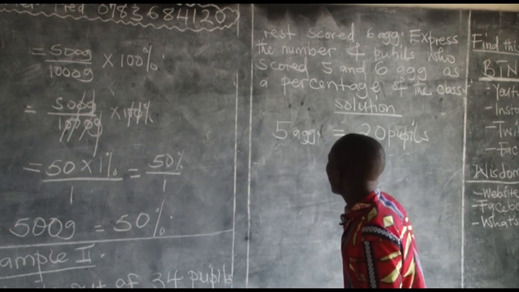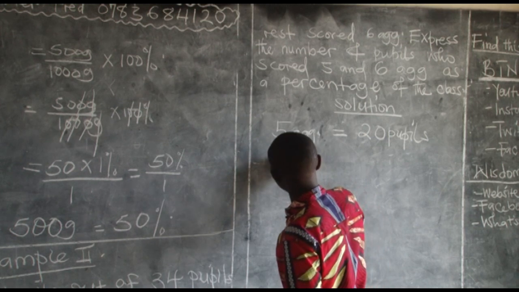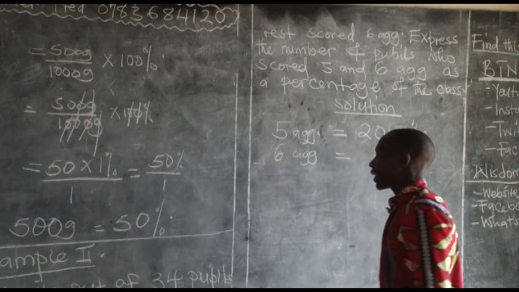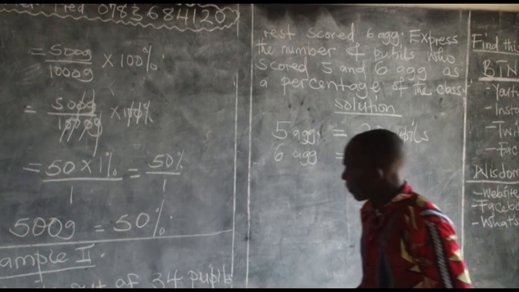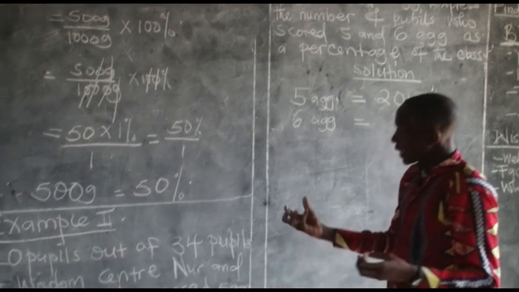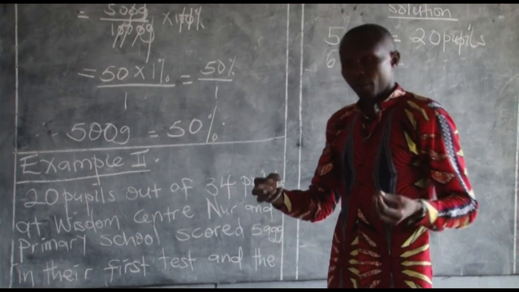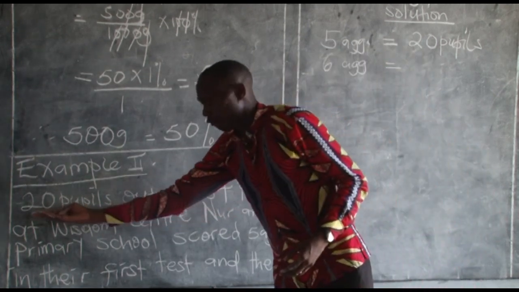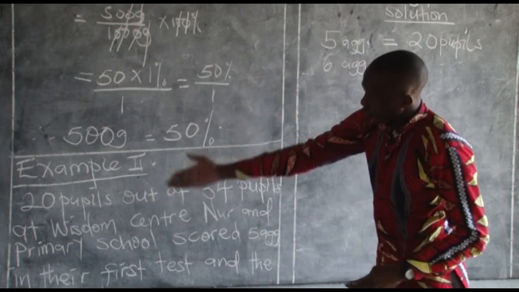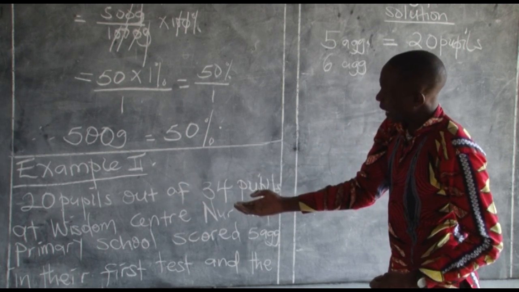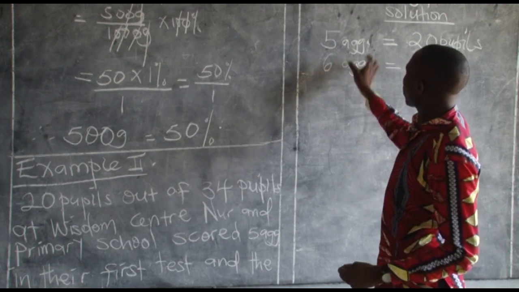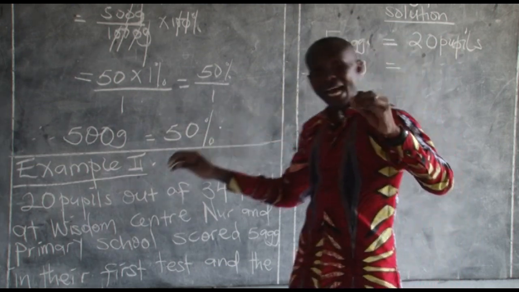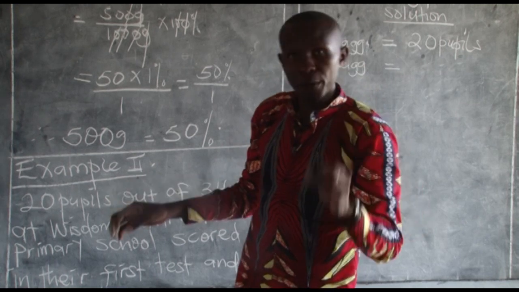After identifying them, what is the next step? The next step, we also have to identify the number of learners who scored 6 aggregates. How do we find them? Because when you look in the question, you don't see where they say it's 10 or 20 or 30 scored 6 aggregates. They only told us the number of pupils who scored 5 aggregates. And those were 20 kids. But remember, the whole class had 34 pupils.